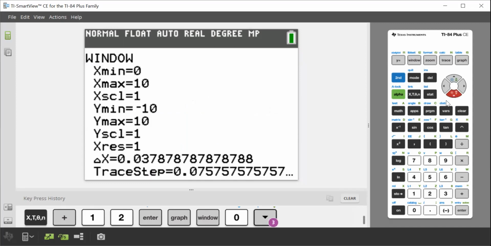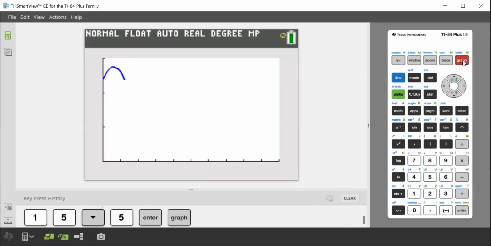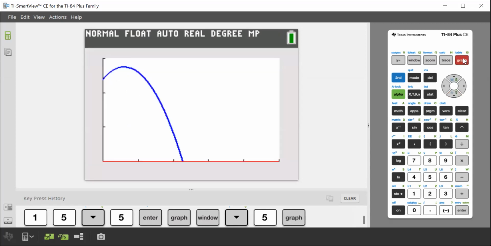Y is height above ground. So I'm going to change that to a 0, because that's the lowest height above ground I can ever have. Max, well, I couldn't quite see the max. So I'm going to guess. I'm going to go 15. And I'm going to maybe make my scale bigger. There it is. So now let's try this. Hit graph. That's a much nicer picture. And if I wanted to, on my X max, I could zoom in to maybe 5 if I wanted to. There it is.